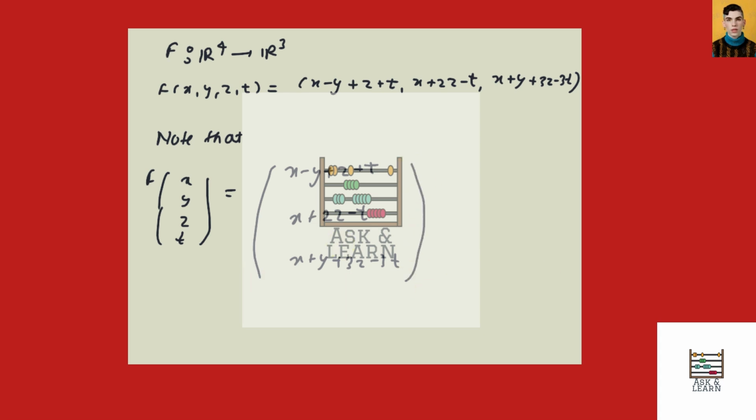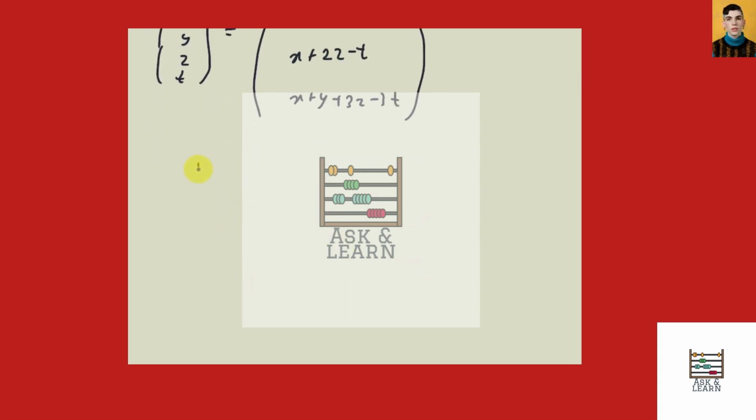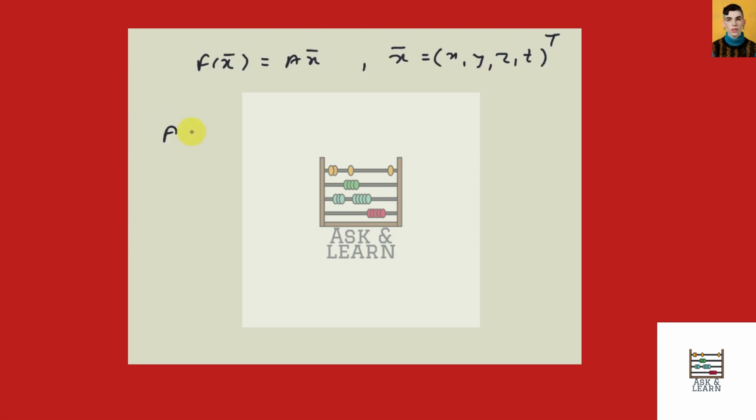So now f of x bar equals A x bar, where x bar is (x, y, z, t) transpose. Now write the matrix A. By comparing the coefficients of x, y, z and t, matrix A is [1, -1, 1, 1; 1, 0, 2, -1; 1, 1, 3, -3].